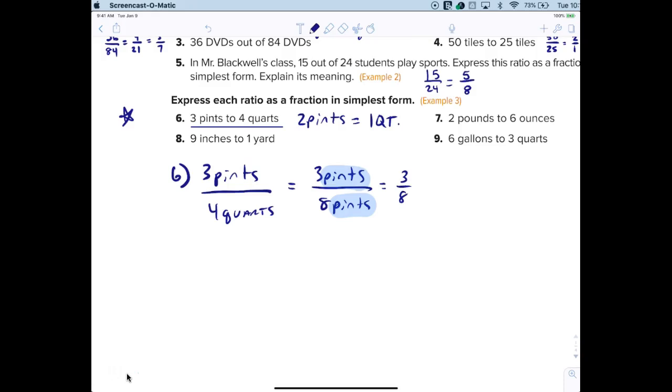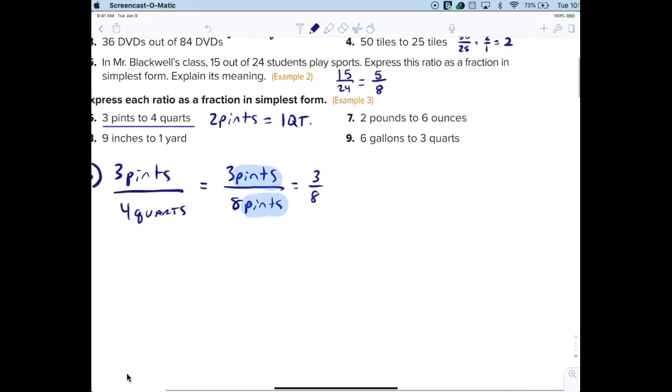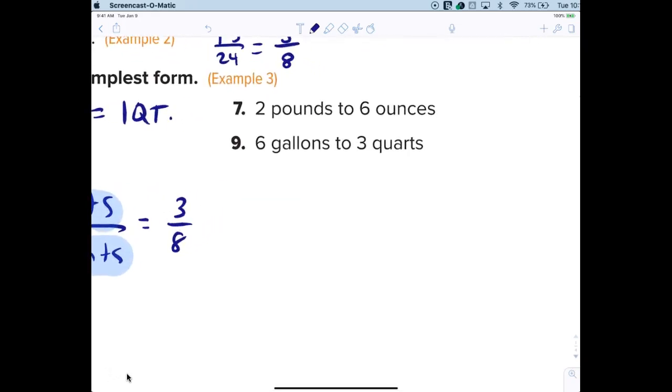All right. Anybody have any questions with that? All right, so now let's look at number 7. All right, so now, does anybody remember pounds and ounces? What's the relationship between pounds and ounces? If you don't know, you can look it up. 16 ounces of a pound. That's correct. Thank you. So I want you to write down 16 ounces is equal to 1 pound.